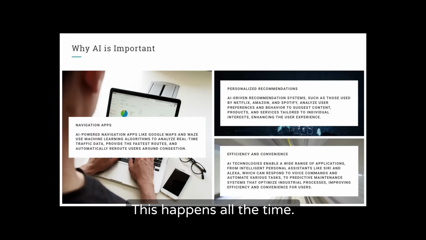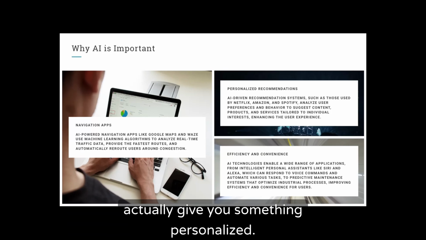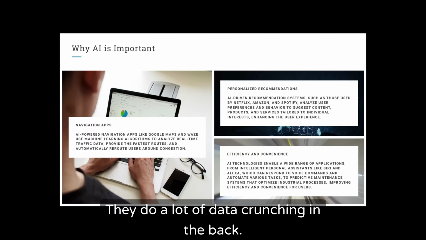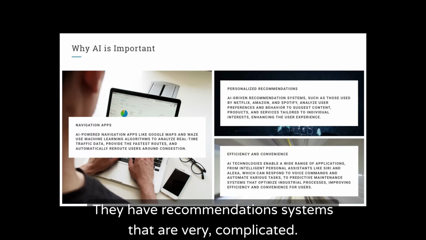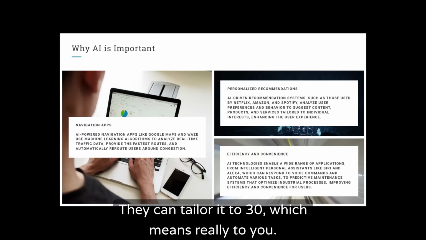Personalized recommendations, this happens all the time. This is your Netflixes of the world, and all the other apps that give you something personalized. They do a lot of data crunching in the back. They have recommendation systems that are very, very complicated, and some of these AI systems make them even better. They can tailor it to the T, which means really to you.